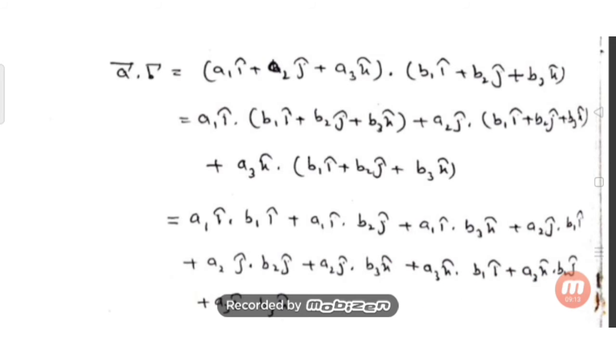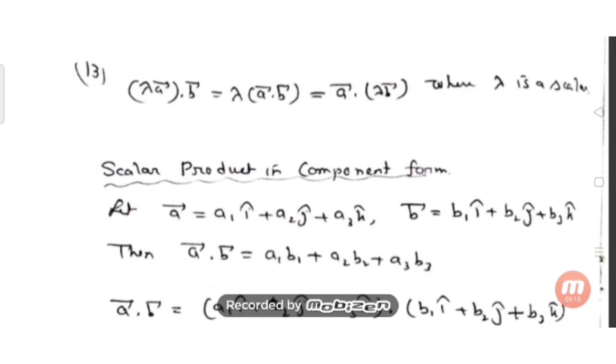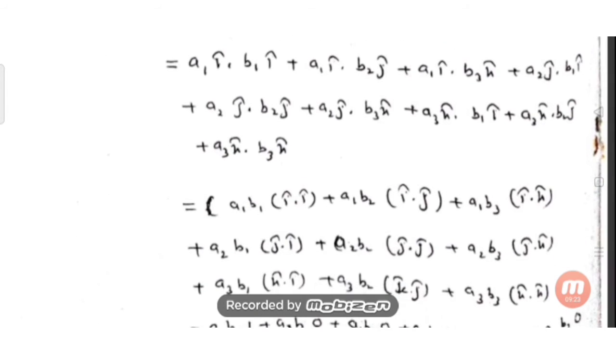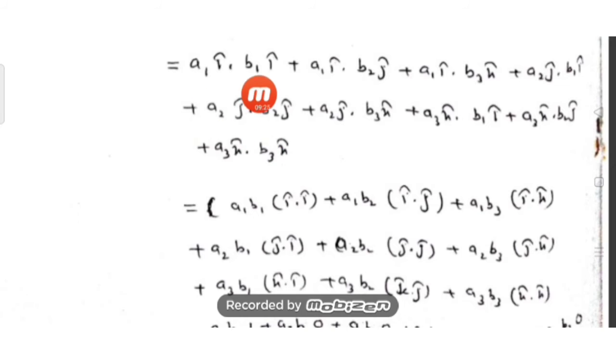After this, by using this property, okay, I'll take the scalars out of the vectors together. So here you see a1 b1, these are scalars and the vectors are i cap here. So I just write down a1 b1 first, then i cap dot i cap.